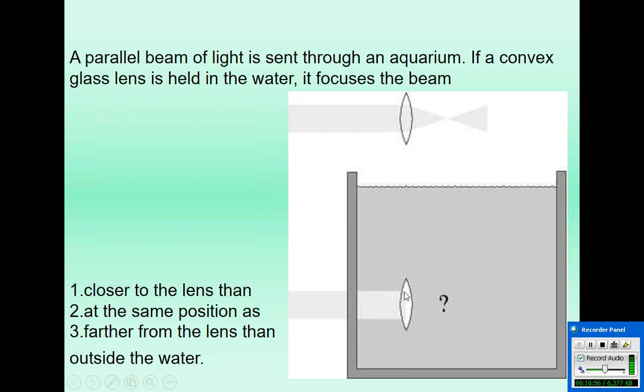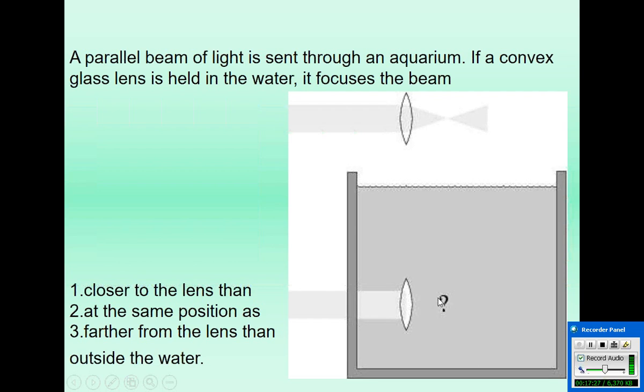If I have this same lens in water, now the index of refraction of a lens is greater than the index of refraction of air. The index of refraction of a lens is going to be greater than the index of refraction of water. But the index of refraction of water is greater than the index of refraction of air. What effect is this going to have on the shape of the beam as it exits the lens? In particular, where will these beams find a focal point?